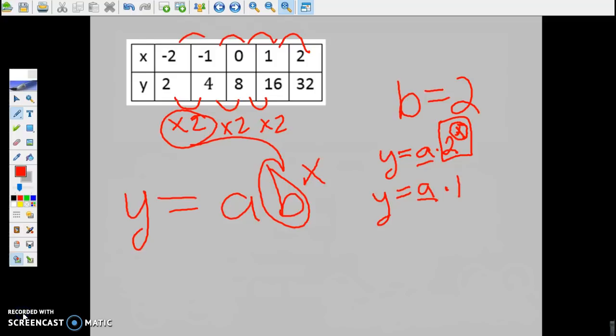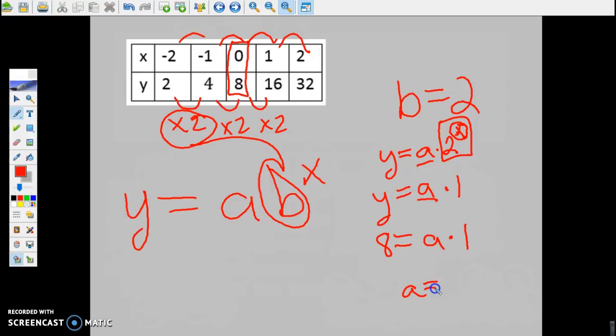How do we know that y equals 8? Well, if we look back up here at our table, when x was 0, which is what we substituted in for the variable x, y was 8. So that coordinate has to stick together. 0, 8 has to stick together. So y equals 8. So we have 8 equals a times 2 to the 0 power, which is 1.